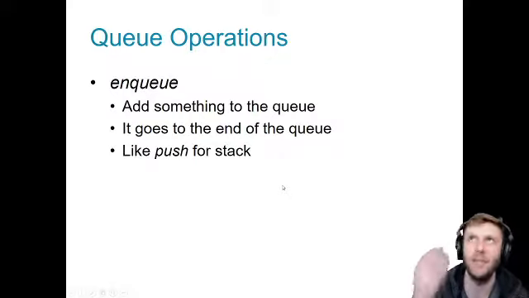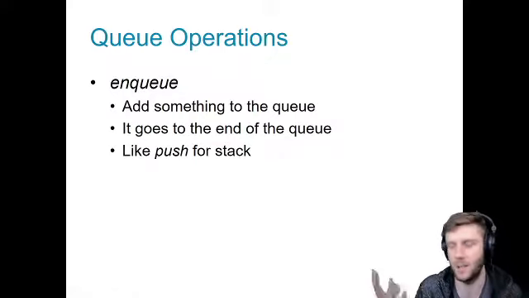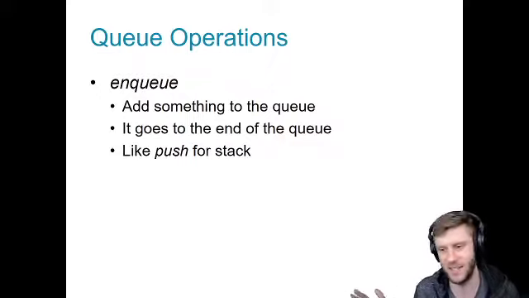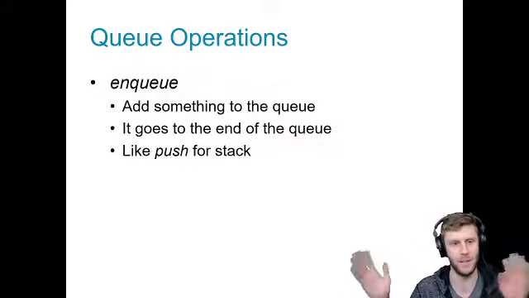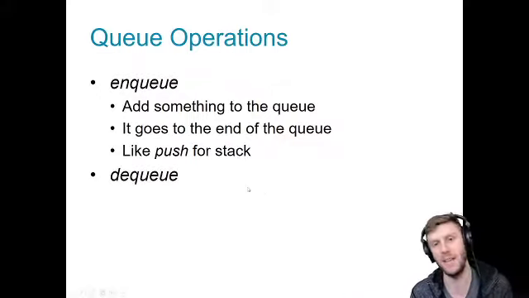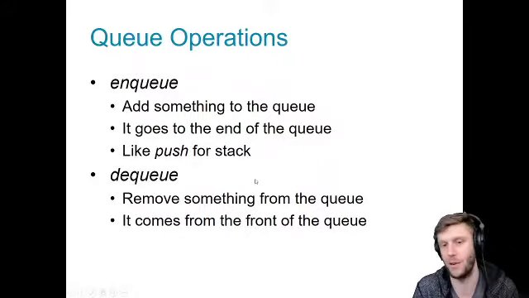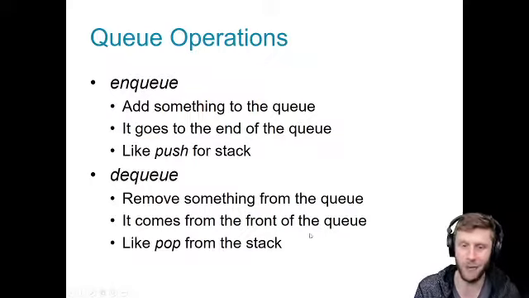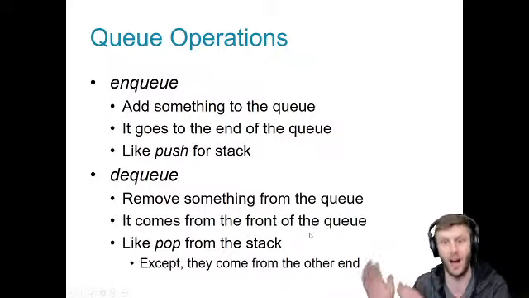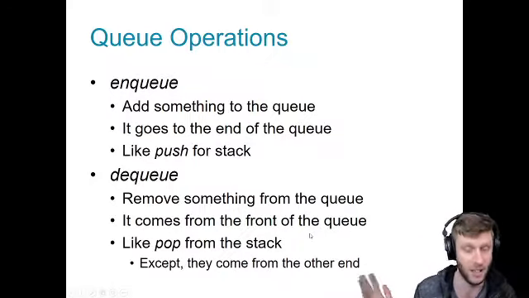This is kind of like the idea of push for a stack, except of course, in the stack everything happens from one end, whereas in the queue it happens at both ends. And then dequeue, remove something. Something's leaving the queue. It comes from the front of the queue, and it's kind of like pop from the stack, but of course, it happens at the opposite end of where the enqueue happened.